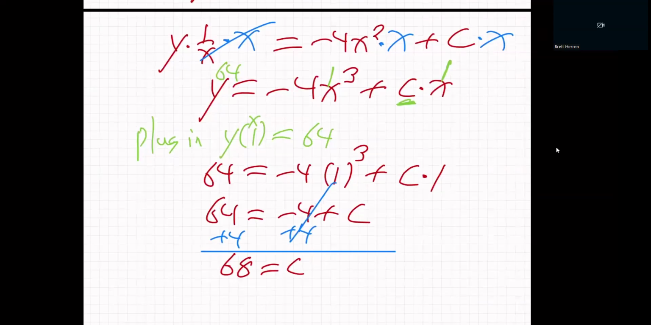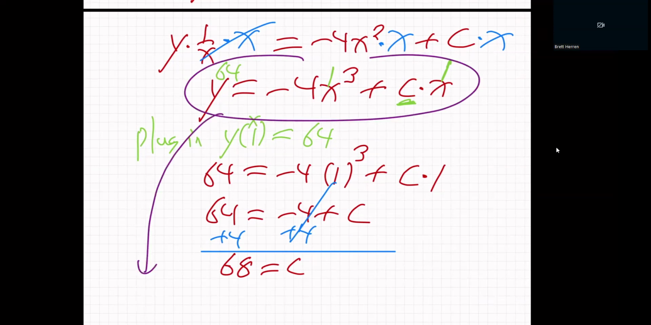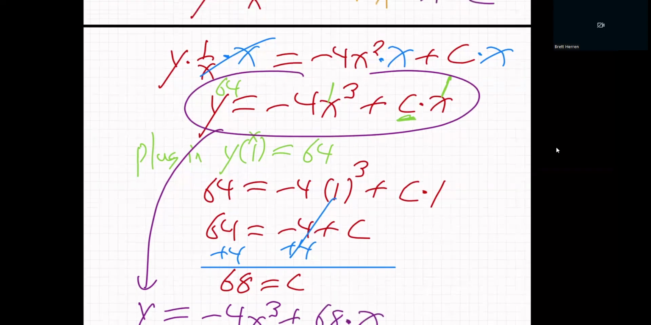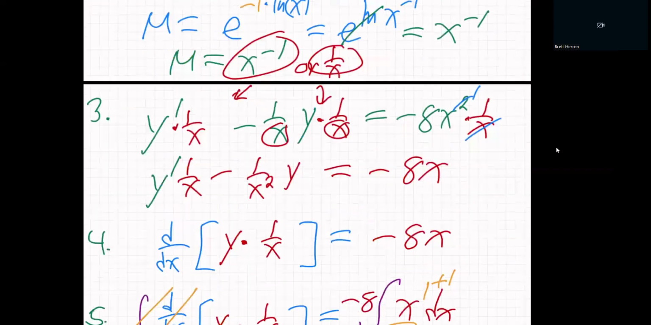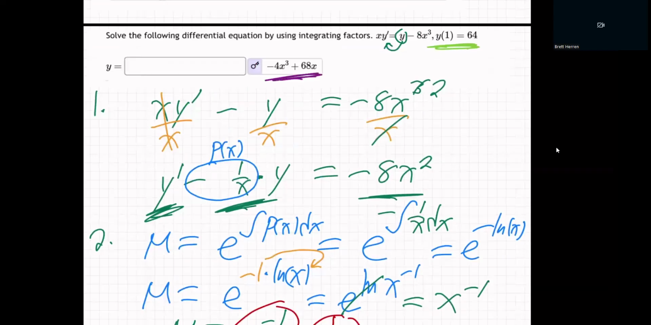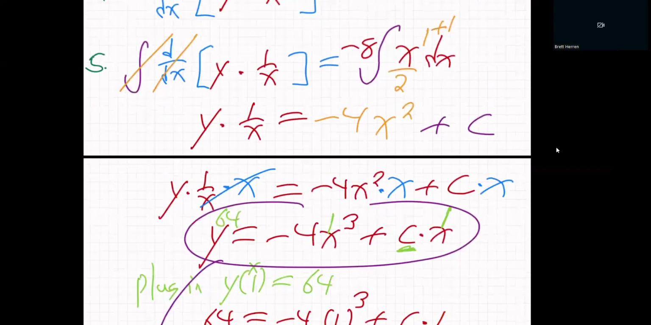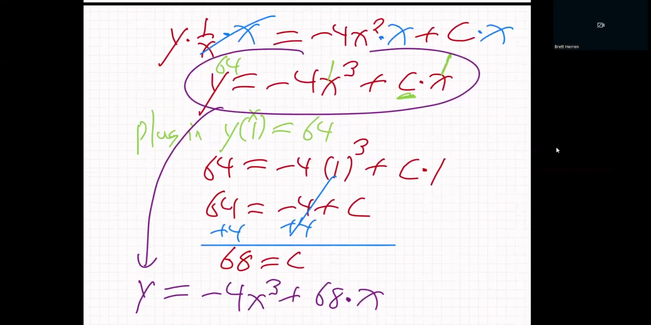So back to here's our equation, but now we know C. So we have y equals minus 4x cubed plus C, which is 68, times x. There we go. Is that right? Minus 4x cubed plus 68x. We got it. There we go.